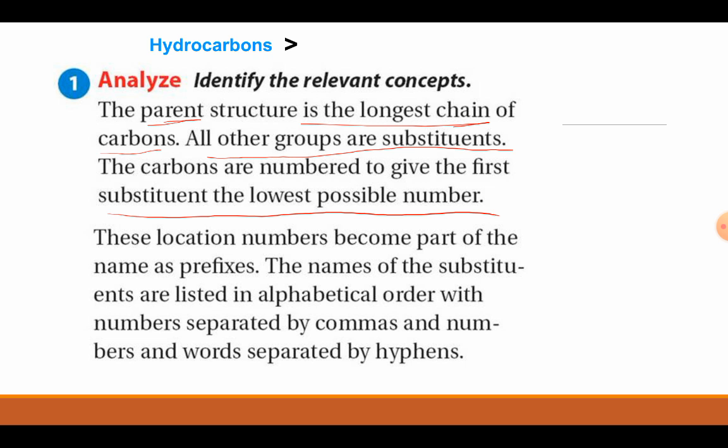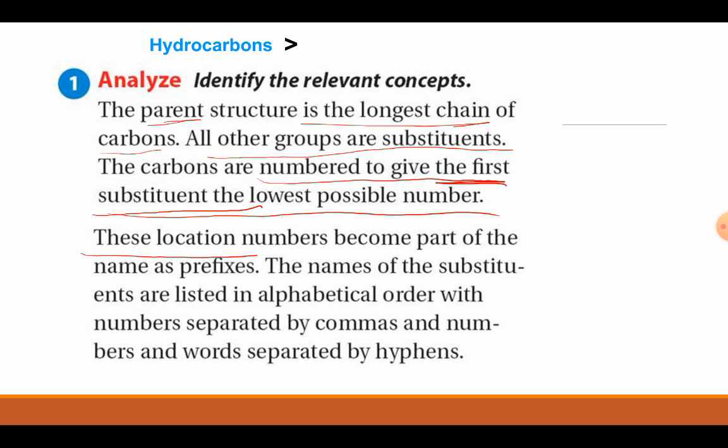So you will number the chain like we did: 1, 2, 3, 4, 5, 6. But you will start from the end with the lowest number, close to the substituent. Okay, guys, so it is numbered to give the first substituent the lowest possible number. If I have 2 substituents, which will I give the lowest number? No, it's according to what?